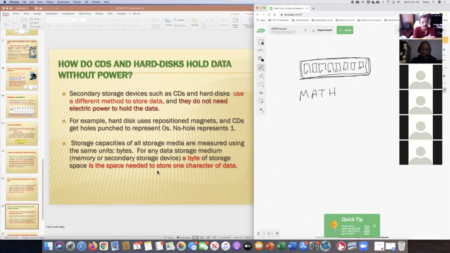You can just read the holes and no-holes arrangements by scanning over the surface using laser light. So you're reading by using laser light, and that's why nothing is touching the disk, and that's why the disk doesn't get damaged by using it.